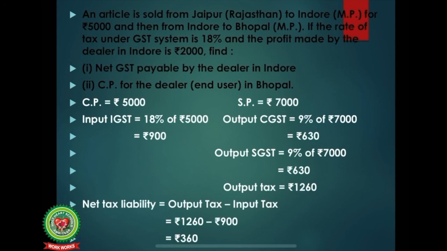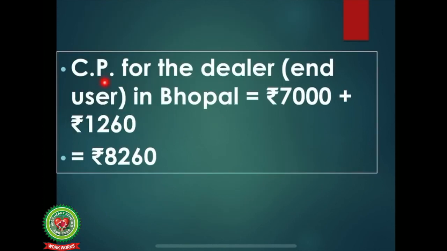Now, for the second case, we need to calculate the CP for the dealer who is the end user in Bhopal. Now, CP for the dealer who is the end user in Bhopal will be equal to SP of a dealer in Indore plus the output tax, which will be equal to rupees 7,000 plus rupees 1,260, which comes out to be equal to rupees 8,260.